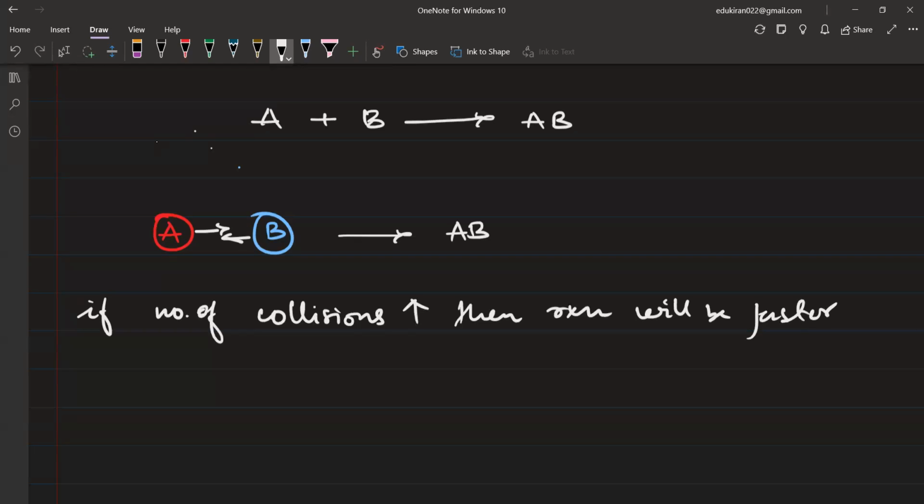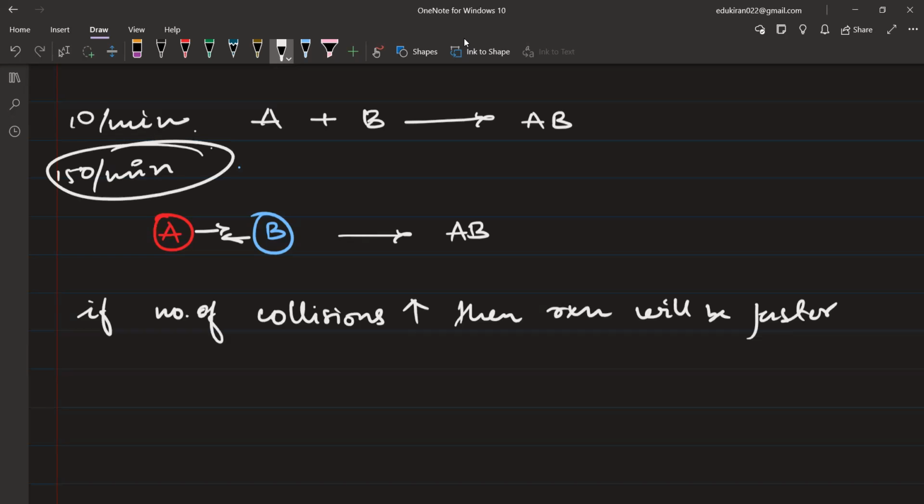Yes or no, guys? Please tell me. Can I say that if the number of collisions increases rapidly per unit time, then the speed of reaction will increase, right? For example, suppose there are 10 collisions happening per minute, and in another case there are 150 collisions happening per minute, then obviously the 150 will have the higher rate. Yes or no? Please tell me, Hanifa, Rifat, and Nawal. Yes. Right? As simple as that.